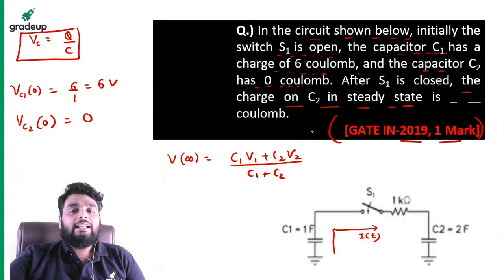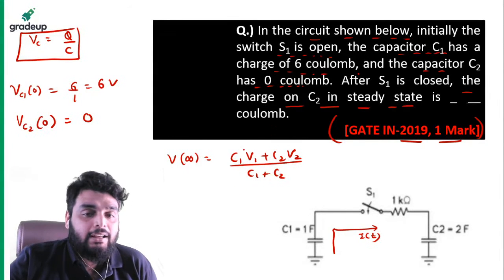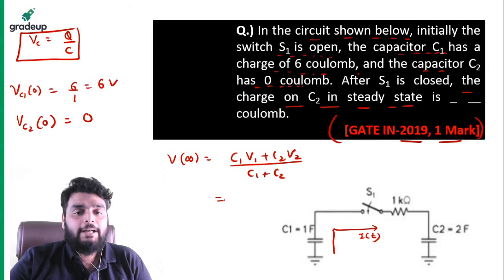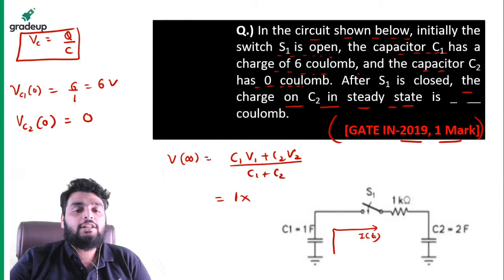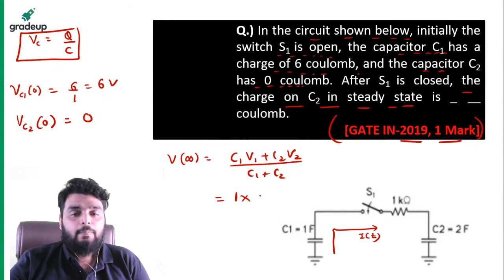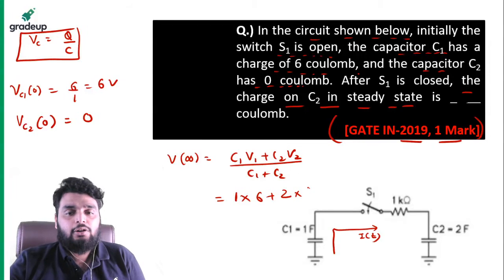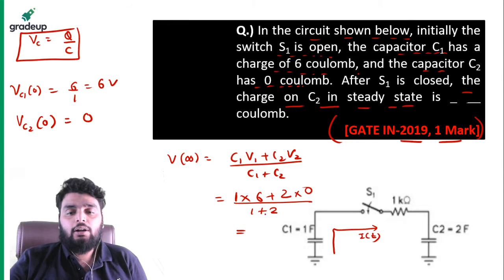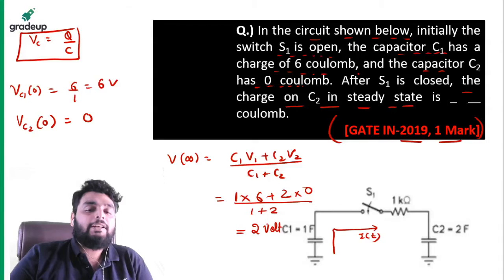Yes or no? They are asking at a steady state, so I can use this formula directly, right? So what is capacitor C1? It is 1. What is the initial voltage across C1? It is 6. Plus capacitor C2 is 2. Initial voltage is how much? It is 0. Divide by C1 plus C2. So when you solve this question, it comes out to be 2 volt. Means at t tends to infinity, the voltage comes out to be 2 volt.